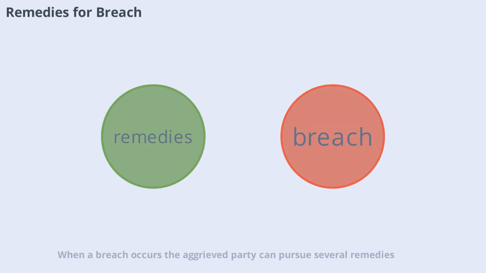When a breach occurs, the aggrieved party can pursue several remedies. These include suit for rescission, suit for damages, suit for specific performance, suit for injunction, and suit for quantum meruit. Each remedy serves a distinct purpose, from canceling the contract to seeking monetary compensation or enforcing performance. The choice of remedy depends on the nature of the breach and the desired outcome for the injured party.